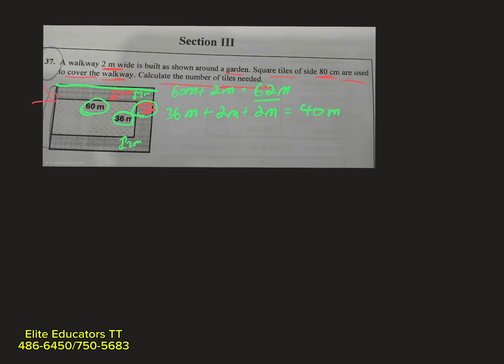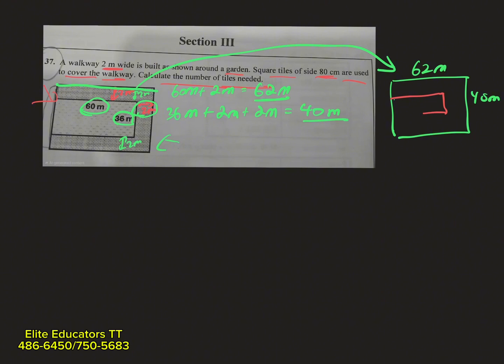So we have 62 meters by 40 meters. Now, what we want to do is we want to find the area of the full entire shape. So the top here, as we found out, is 62 meters, and this side here is 40 meters. So we want to find that full area. Then let me change the color so you'll see.